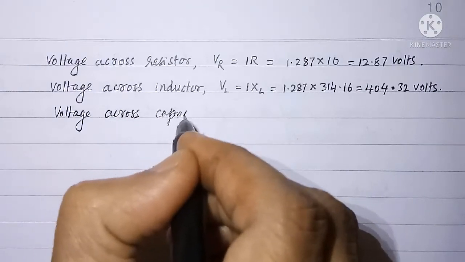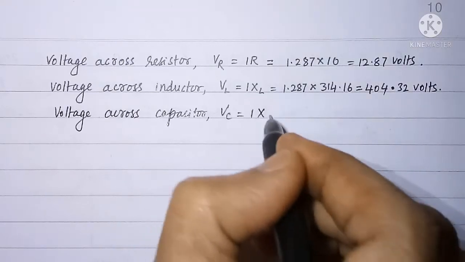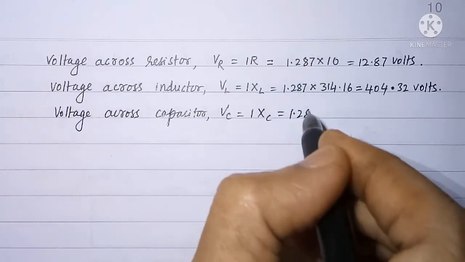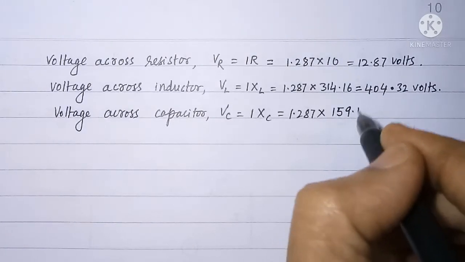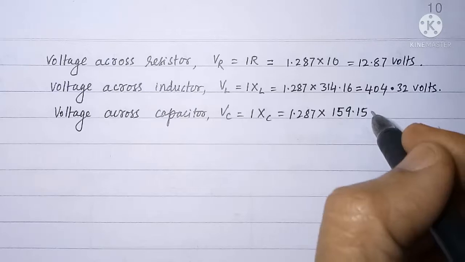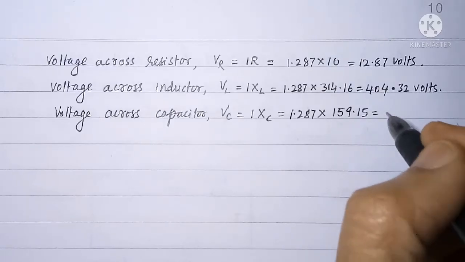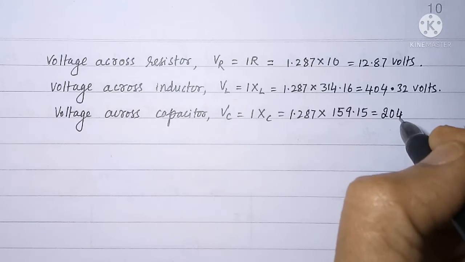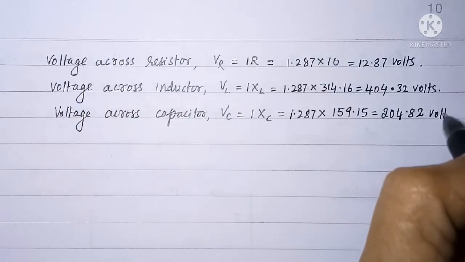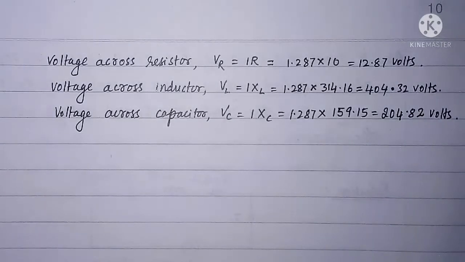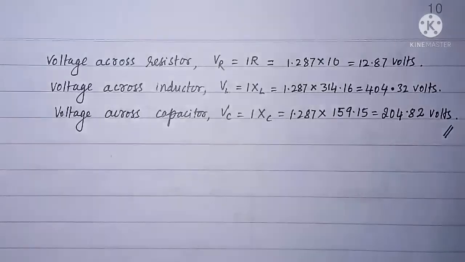Voltage across capacitor VC equal to I into XC, that is 1.287 into 159.15, that is equal to, on multiplication we get 204.82 volts. So this is the complete solution.